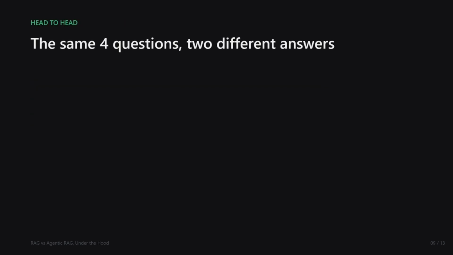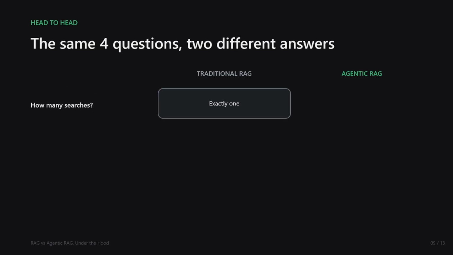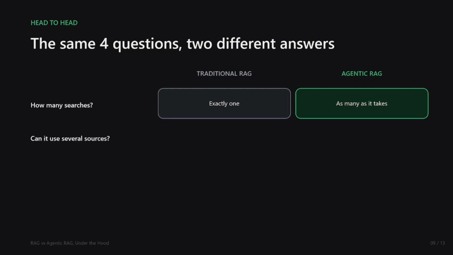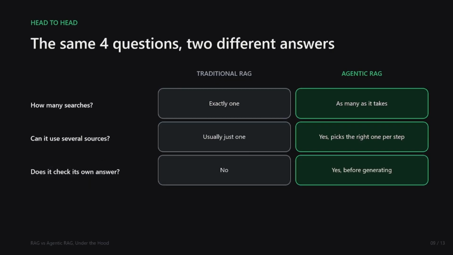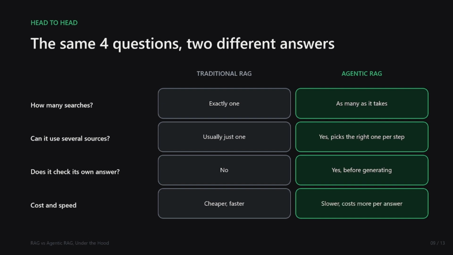This slide compares traditional RAG and agentic RAG directly. Traditional RAG usually does exactly one search. Agentic RAG can do as many searches as needed. Traditional RAG usually uses one source. Agentic RAG can choose the right source for each step. Traditional RAG normally does not check its own evidence before answering. Agentic RAG does, but there is a trade-off. Traditional RAG is faster and cheaper. Agentic RAG is more careful, but it can take more time and cost more.